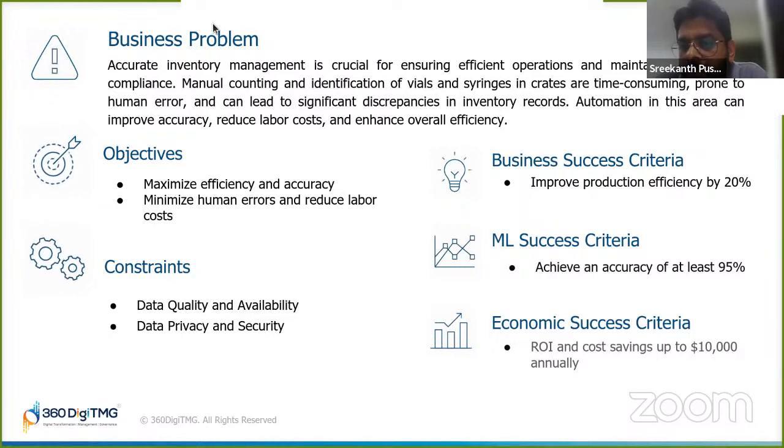Then when it comes to success criteria, we have to improve production and process efficiency by 20%. And for the machine learning success criteria, the demand was 99% accuracy. Currently, we could achieve between 95 and 99, so we are still working on different processes. Then when it comes to return on investment, it's nearly $10,000 per year annually. That was something we have quoted there. Yeah, that's about the project.